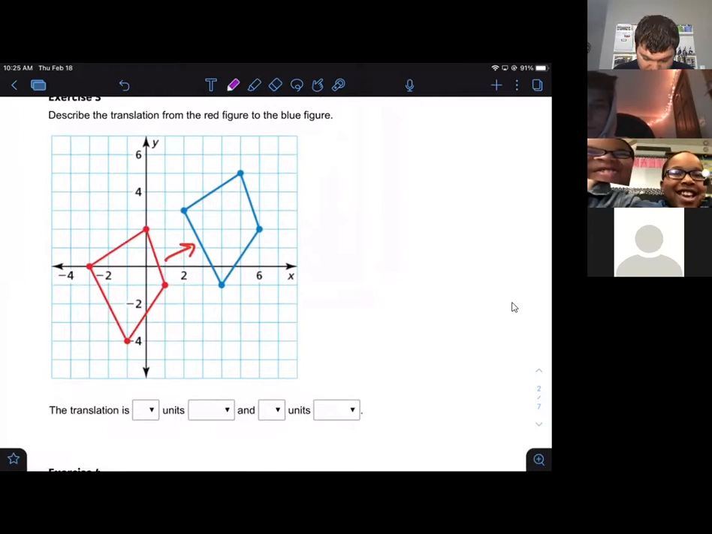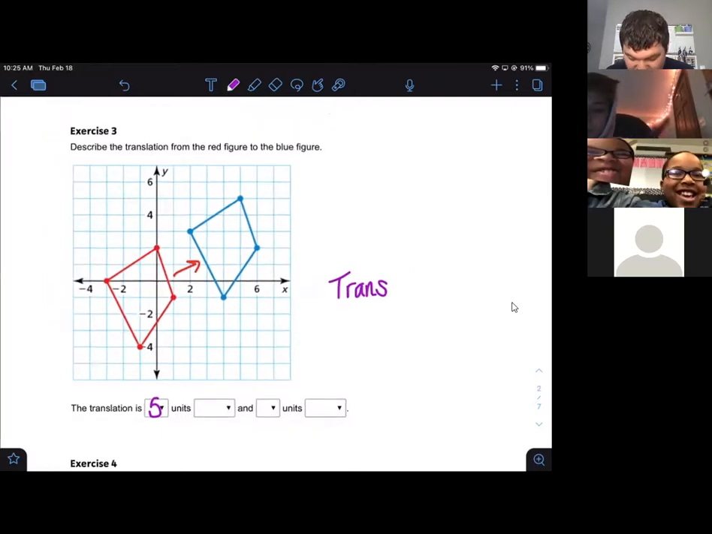So the translation is, why don't we say 5 units right. How about this? This is what you're going to write. Now, I can't click on those boxes because this is Notability. So we're going to say translation, right 5, and up 3.